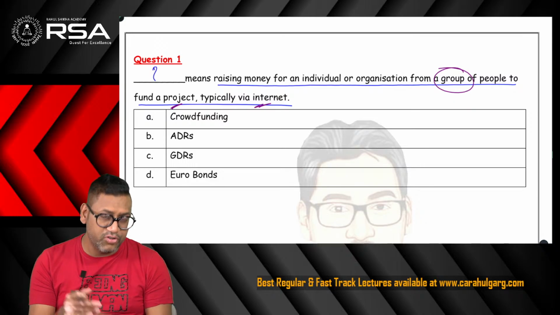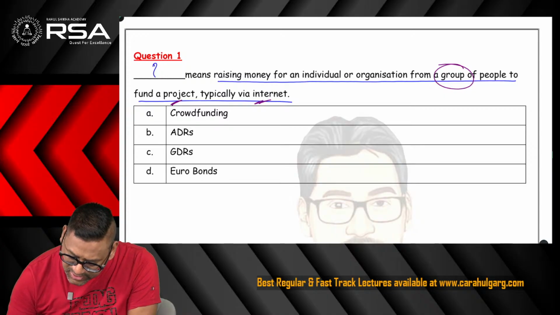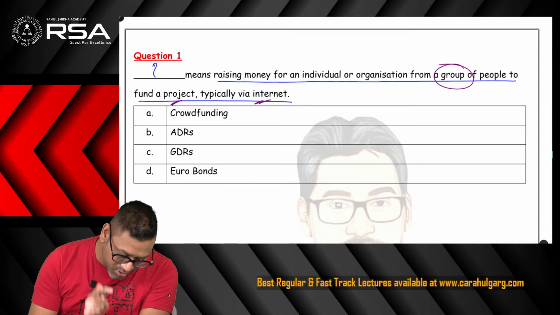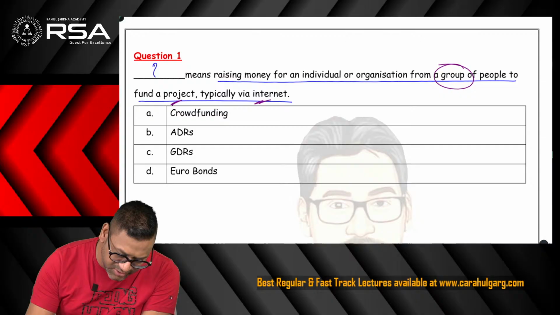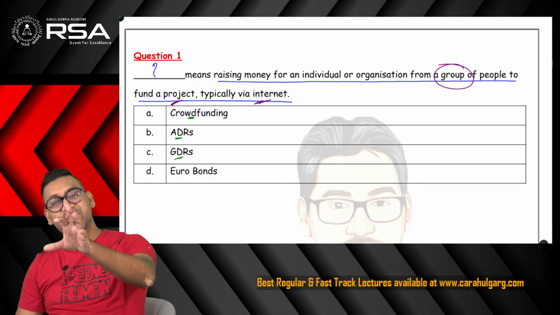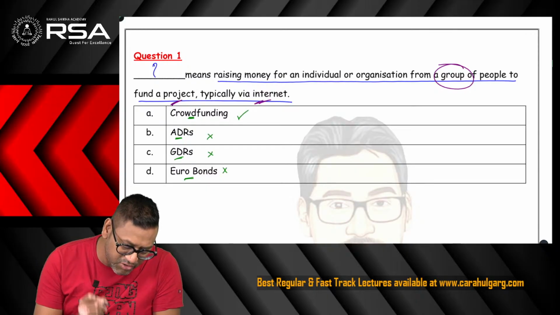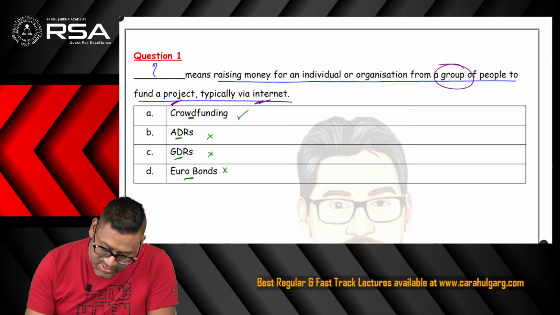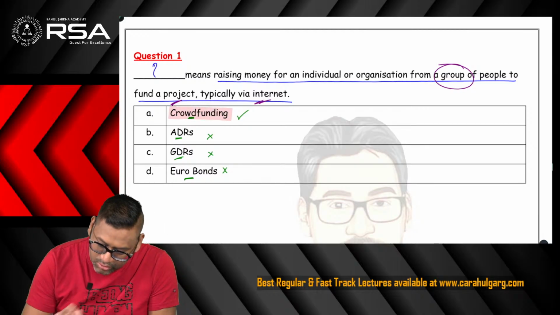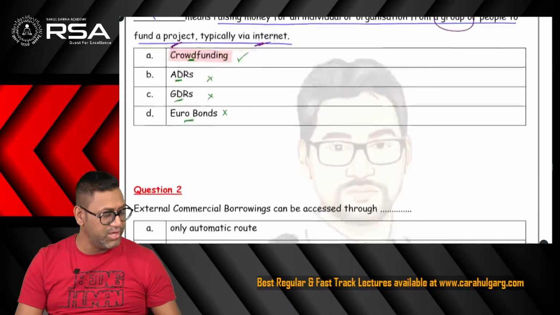So this phenomenon, what is it called? So the students are answering A. Let us see. Okay, so the options are crowdfunding, ADR, American Depository Receipt, GDR, Global Depository Receipt, and Eurobond. So these all are irrelevant option. The relevant option is crowdfunding. So this is the answer to this question number one, child. So all of you are absolutely correct.